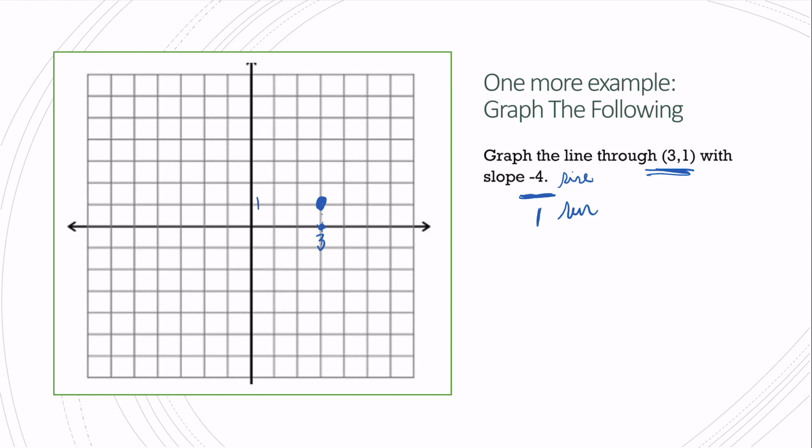And my slope is negative 4. That means I'm going to be going down 4 over 1. Down 4 over 1. And a good way to gut check this is, okay, this is negative slope. It's supposed to look like it's going downhill. And our graph definitely does. So every single point on this is a solution to this equation.